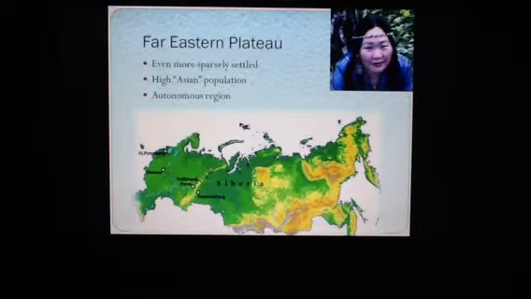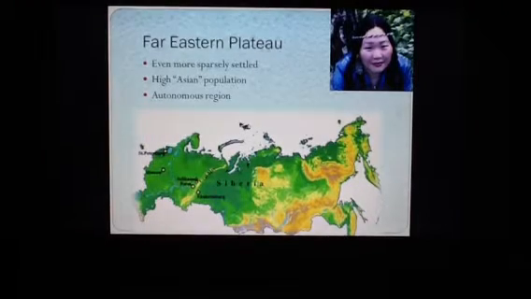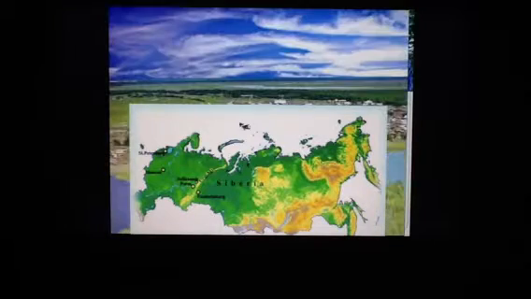It is growing, strangely enough, in Chinese population because China is right at the very bottom of this part of Siberia. Here's the plain, and down below we have China. So there are a lot of Chinese people who actually are moving to this area as gas and oil workers or miners working in the region.